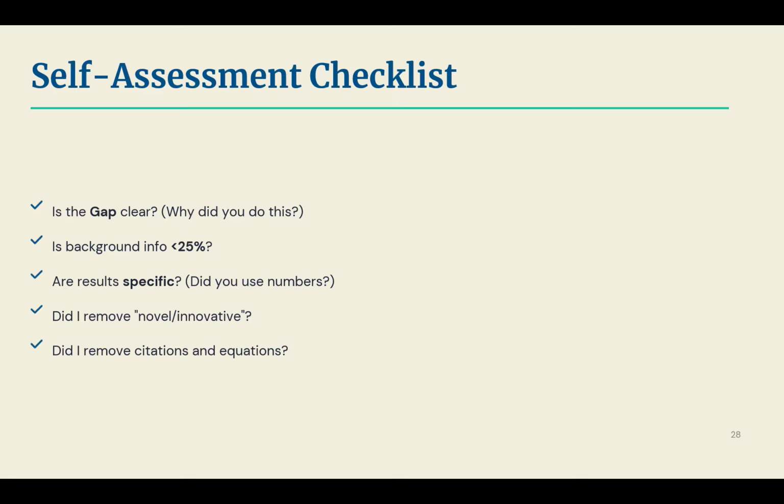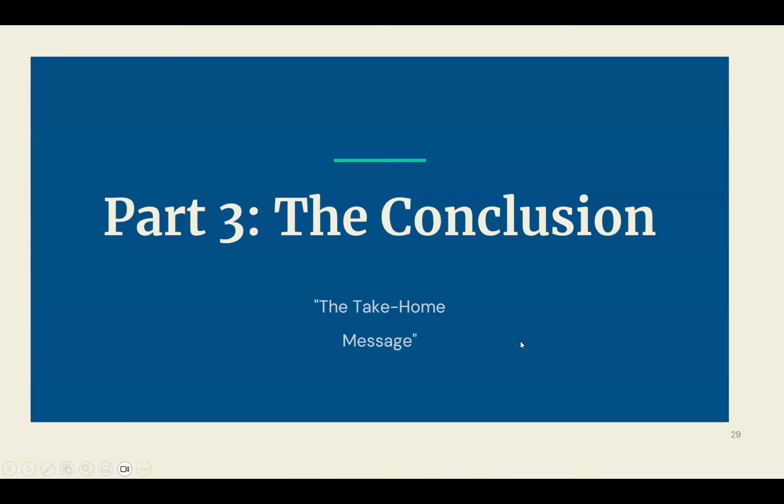Did I remove the words novel and innovative? I have highlighted that in one of your responses. Did I remove citations and equations? Words like novel, innovative, citations, equations, those are not part of the abstract. Remove them. Be specific. Give new data, but leave a 25-75 proportion for background and new information, and ensure that you indicate the gap clearly. So that is about the abstract.